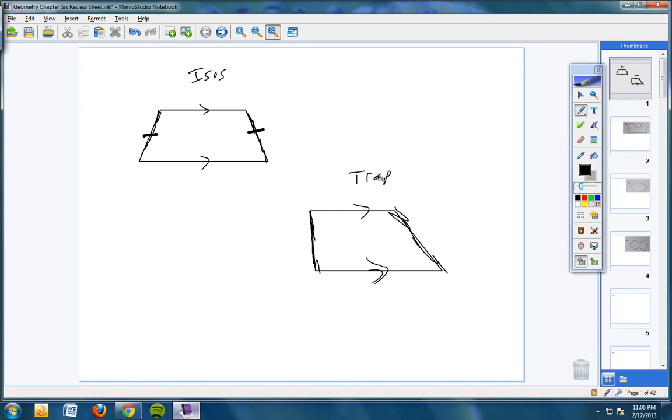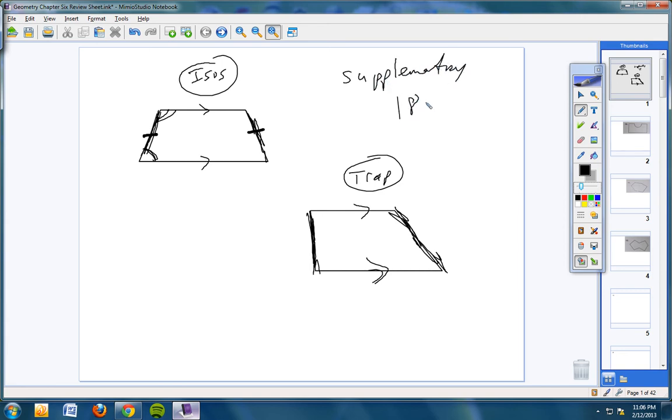Now, you need to get this, please. These non-parallel sides are called legs, okay? This and this are legs. This and this are legs. These angles here, this angle and this angle up here, are always, I don't care if it's an isosceles or a regular trapezoid, they are always going to be supplementary. That means they equal 180 degrees, always.